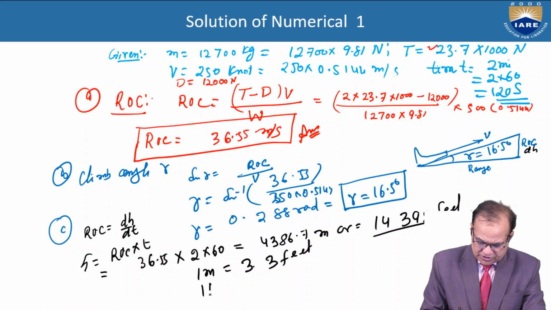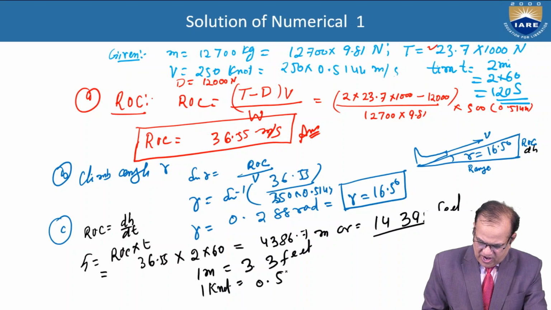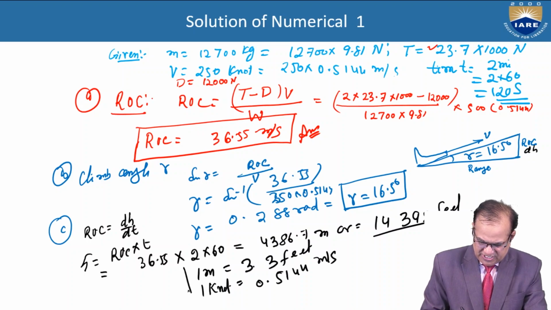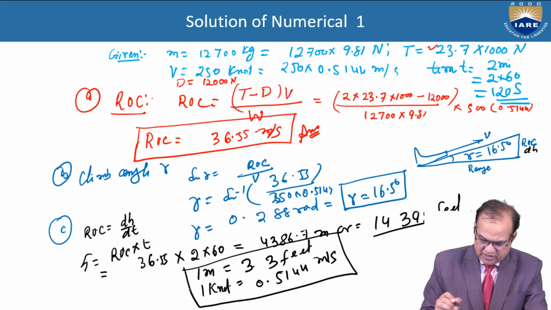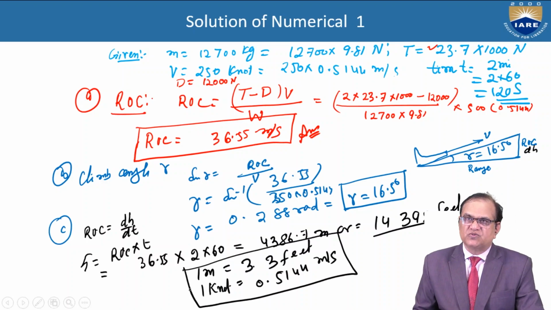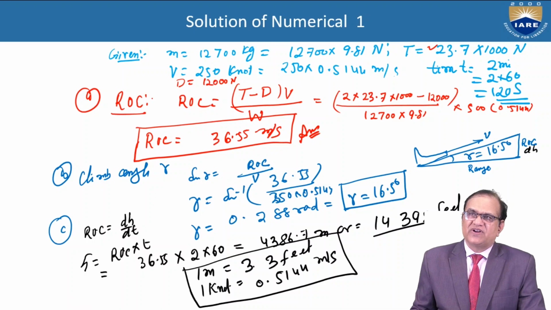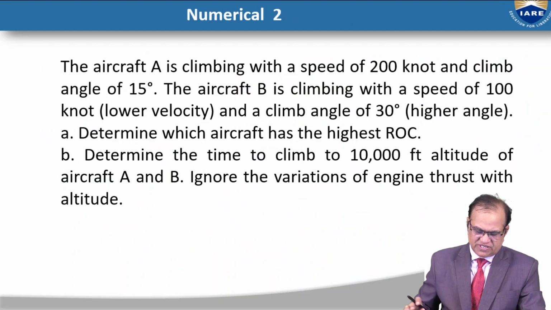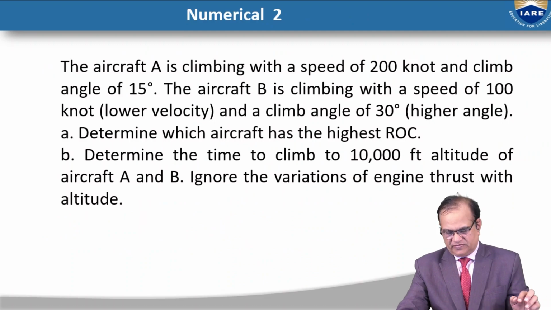Also 1 knot is equal to 0.5144 meter per second. These two things we have to remember, because they are used for our different conversions of the systems. So now we will go for the next numerical, number 2.